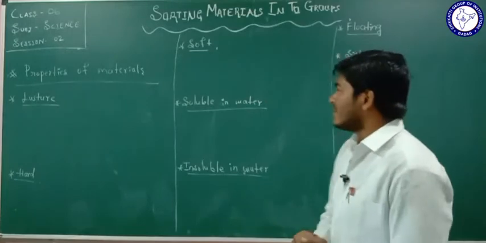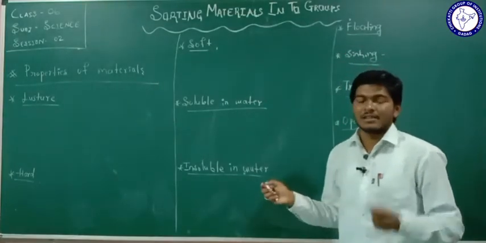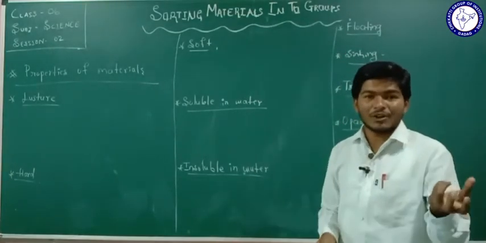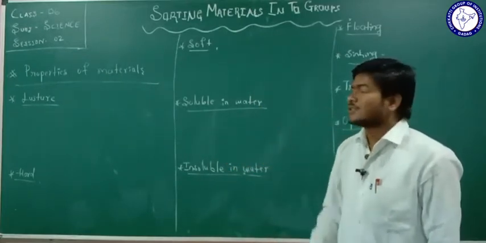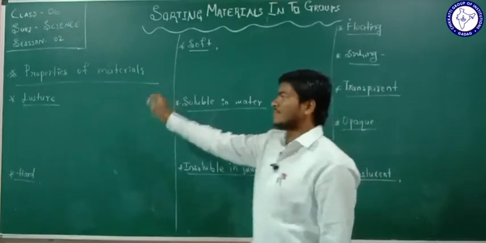Now we are going to see the properties of the materials. We are going to make groups based on their properties. What is the property the material has? Under that, we are going to consider the first property.